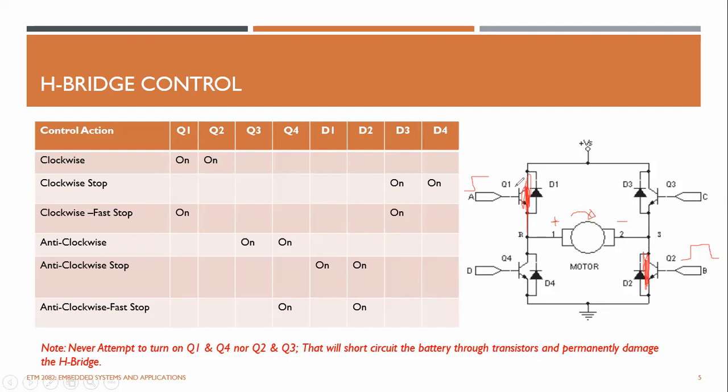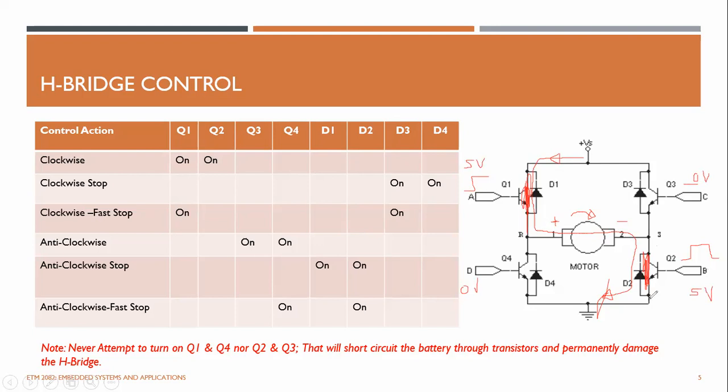So the current can come from this side through this transistor and through the motor and go back to the ground. So the current path is completed. So the motor is now running in the clockwise direction because Q1 and Q2 are turned on and Q3 and Q4 are turned off, right? So you have to provide logic 0 here and logic 0 here, 5 volt to this one and 5 volt to this one.